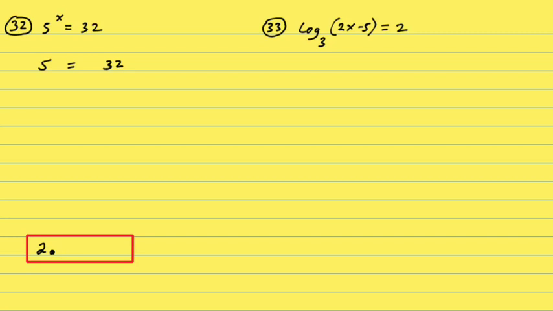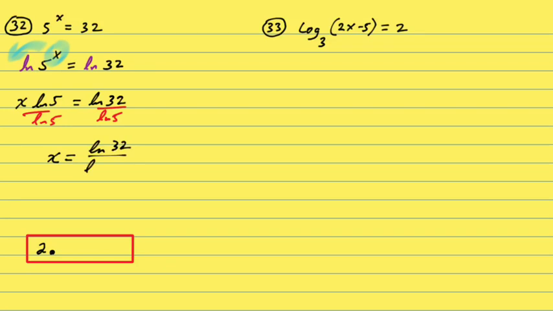Now, I'm trying to get the x by itself. Anytime the variable is in the exponent and you need to solve it, you have to use logarithms. Why? Because there's a property of logs that allows me to pull the exponent out front. So I get x ln 5 equals ln of 32. Now the opposite of multiplying by ln of 5 would be to divide by ln of 5. So your answer is going to be x equals ln of 32 divided by ln of 5.